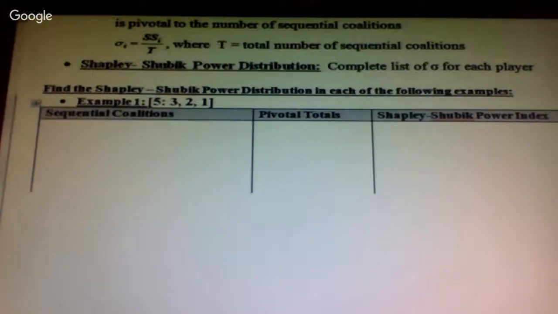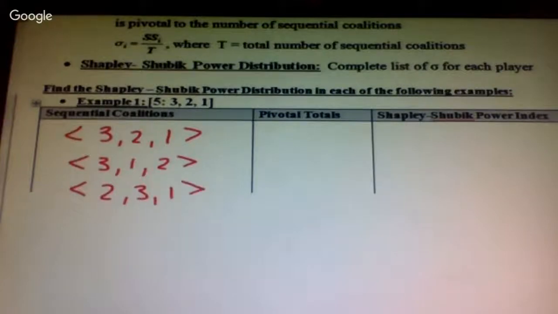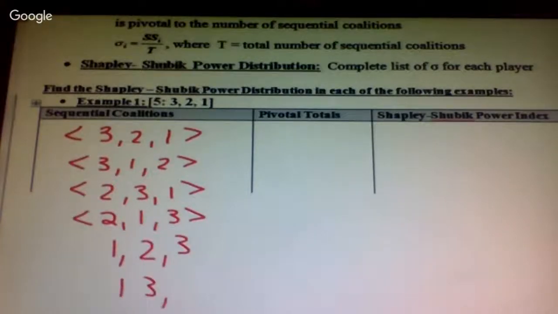So sequential coalitions. I've got 3, 2, 1. What are my other ones? 3, 1, 2. 2, 3, 1. 2, 1, 3. 1, 2, 3. And 1, 3, 2.